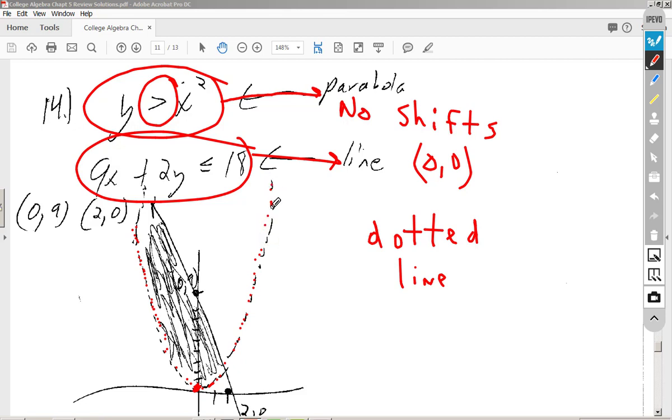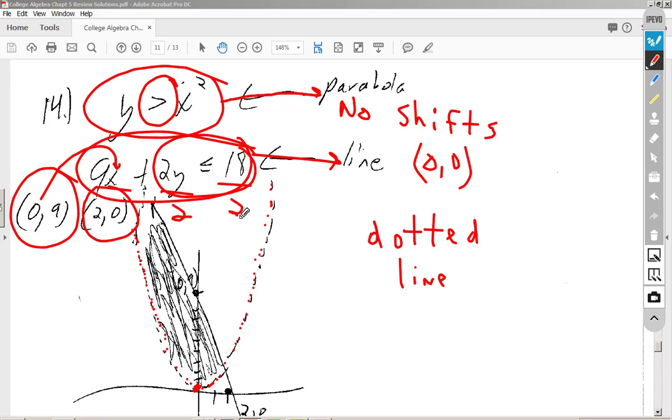Okay, now I'm going to go ahead and graph my line. So to graph my line, again, I use my intercepts. I'm going to use my x-intercept and my y-intercept. Notice when I do my y-intercept, that means that x is 0. So I go ahead and solve that. That leaves me with 2y equals 18. When I divide both sides by 2, that gives me my y value of 9. So that y-intercept is going to be (0, 9).